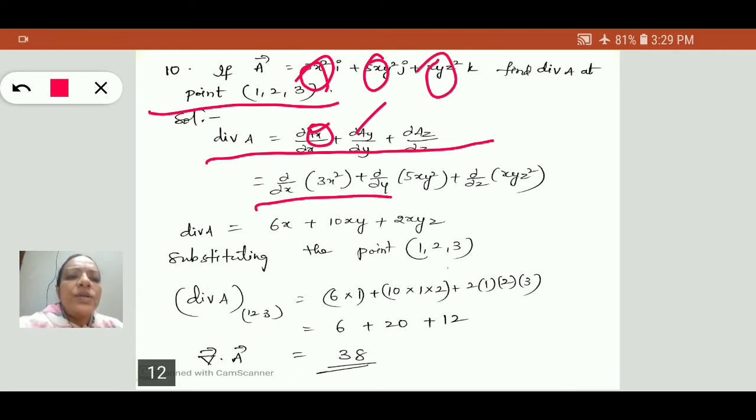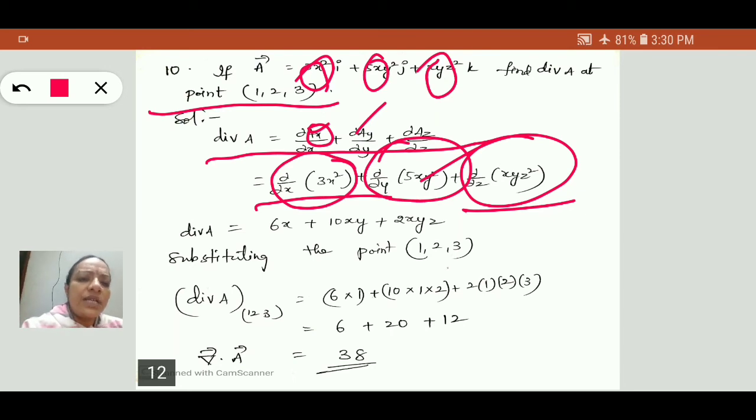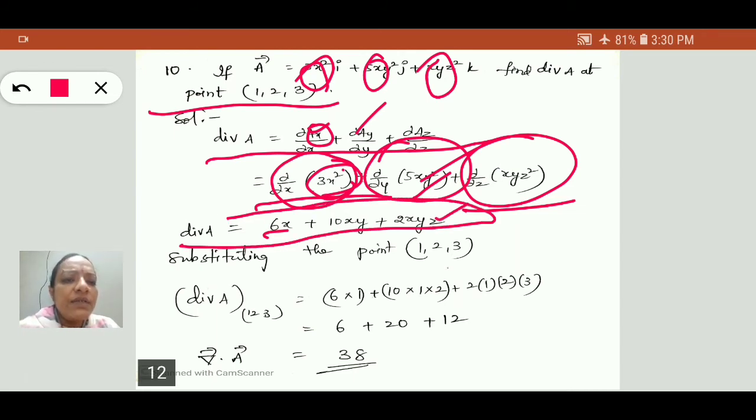So, ∂/∂x of 3x² plus ∂/∂y of 5xy² plus ∂/∂z of xyz². Simple. We have calculated the flux along the x-axis, y-axis and z-axis. So the divergence of A: the partial derivative of 3x² is 6x, plus 10xy, plus the partial derivative with respect to z, that is 2xyz. After this we get the divergence of the given vector.